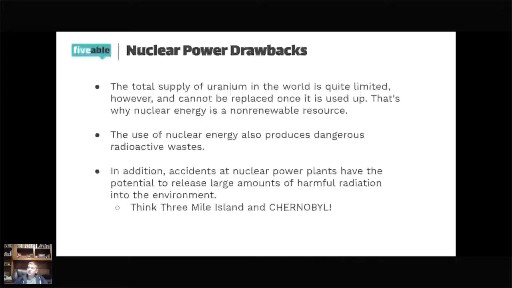In addition, accidents at nuclear power plants have the potential to release large amounts of harmful radiation into the environment. So it's just like the problems that we're facing with the radioactive waste disposal. With Three Mile Island and Chernobyl, they were both caused by human errors. In Chernobyl, when they were running tests on the nuclear power plant, the guy basically forgot to turn the safety system back on to regulate how much energy is being produced.